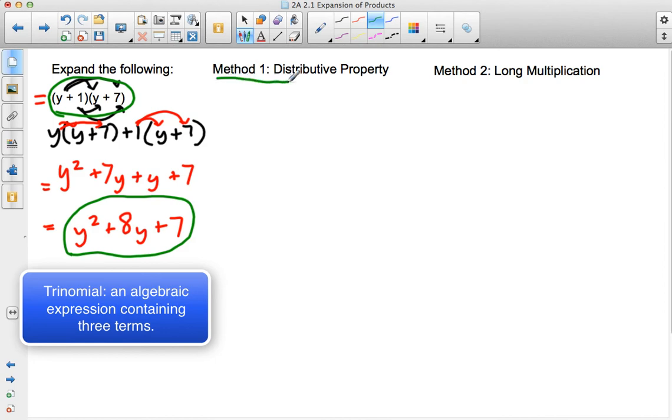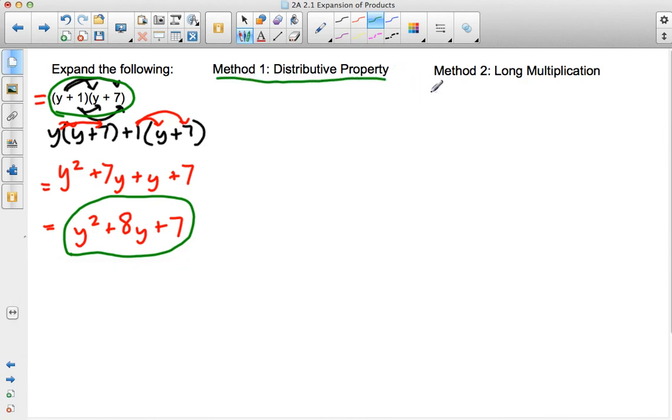So that was the first method, using the distributive property. The other method is to use long multiplication. So what I'm going to do is set it up as a multiplication problem. I have y plus 1 times y plus 7. So just like we used to do, we start out with 7. 7 times 1 is 7. 7 times y is 7y. I need to be careful here with my positives and negatives.